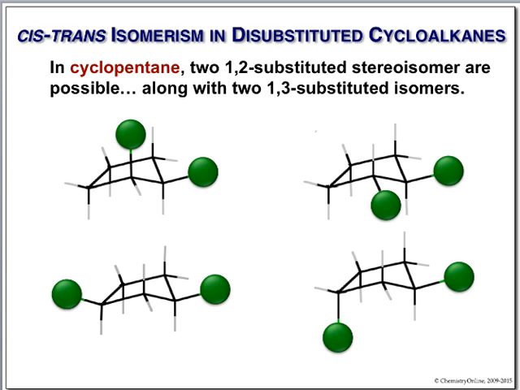Right? Is there another isomer I can draw? What if I move my chlorine to this carbon? Is that different? Nope, because that would still be 1,2,3. So if I put my chlorine here, it's still exactly the same. So there are 4 isomers we can draw for a cyclopentane. 2 of them are 1,2, 2 of them are 1,4. I'm sorry, 1,3.